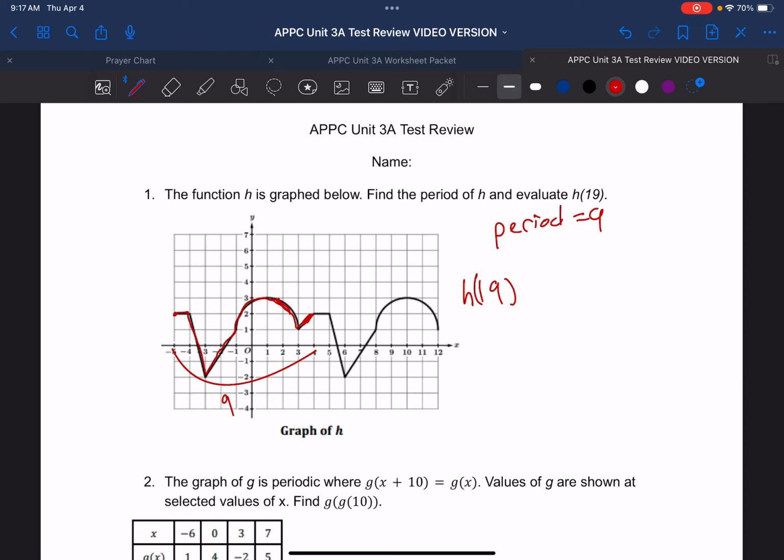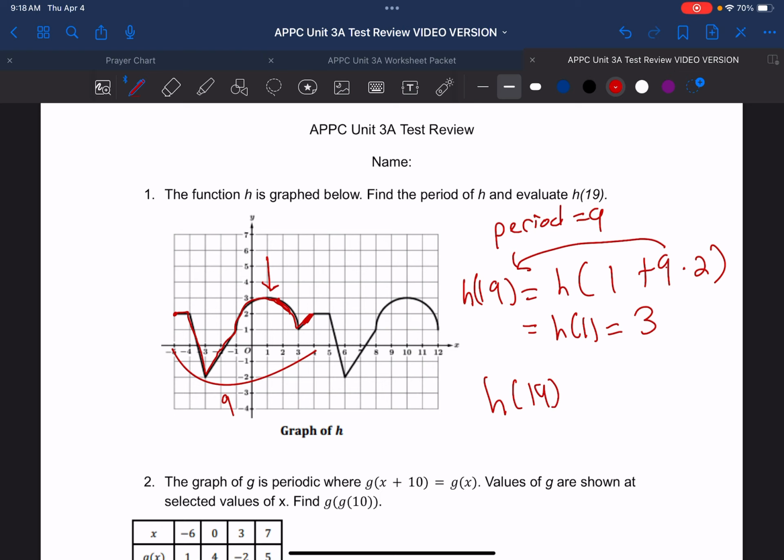To evaluate h of 19, I need to rewrite it as h of something plus my period, and think like, how can I rewrite 19 as something plus my period? So 9 goes into 19 twice, and there's a remainder of 1, so this will be the same thing as h of 1. And on the graph here, h of 1 is here at 3. So h of 19 is 3.